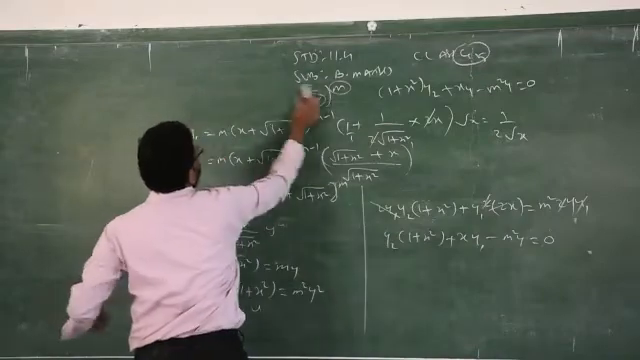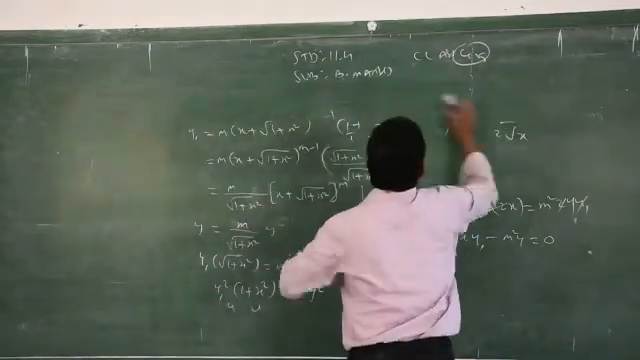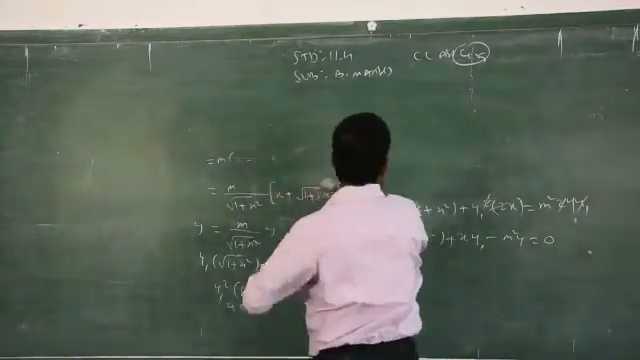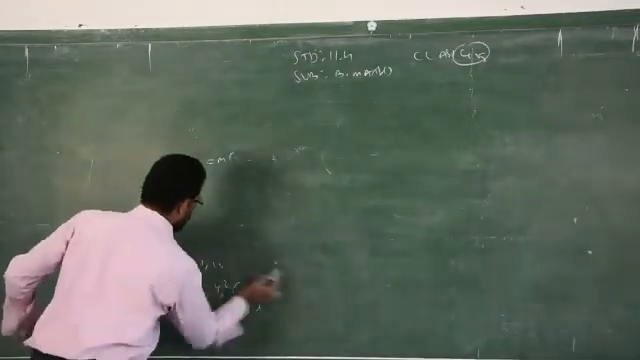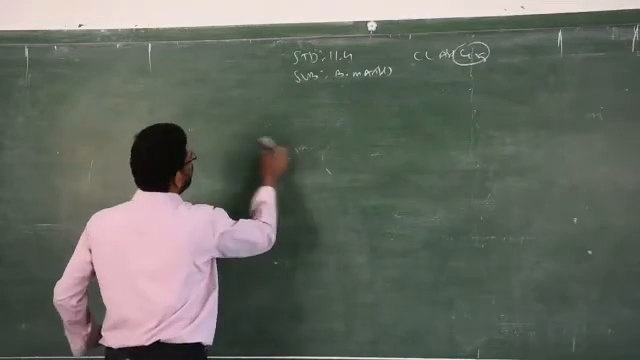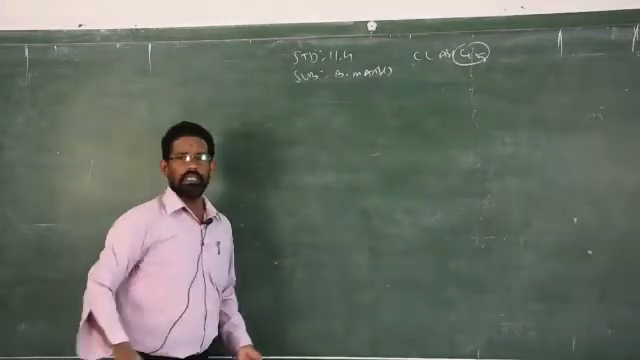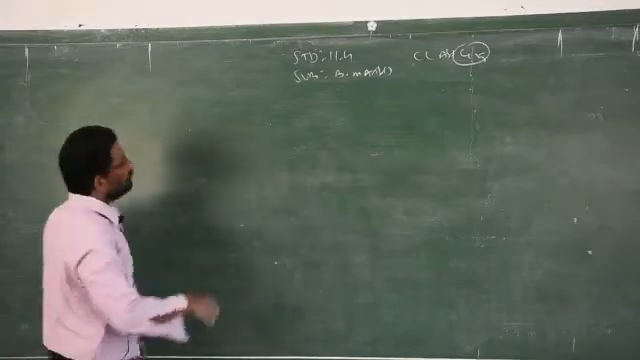Now question number 6, the last problem in that exercise. The portion for the cycle test is chapters number 4 and 5. You go through it. If there is any doubt anywhere, including the examples, please call me over the phone. I will clear your doubts.